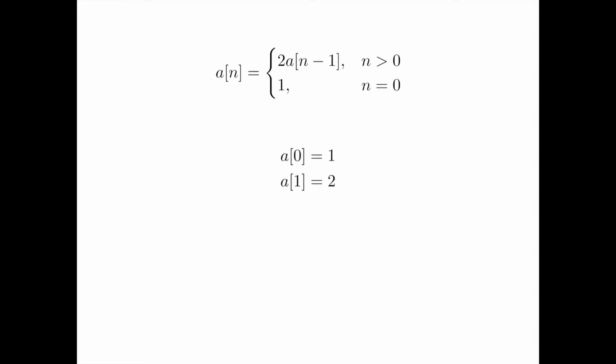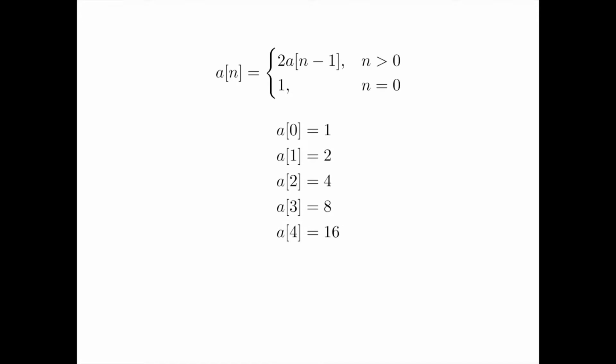A of 2 is equal to 2 times a of 1, which is 2 times 2, which is 4. A of 3 is equal to 2 times a of 2, which is 2 times 4, which is 8. And a of 4 is equal to 2 times a of 3, which is 2 times 8, which is 16.